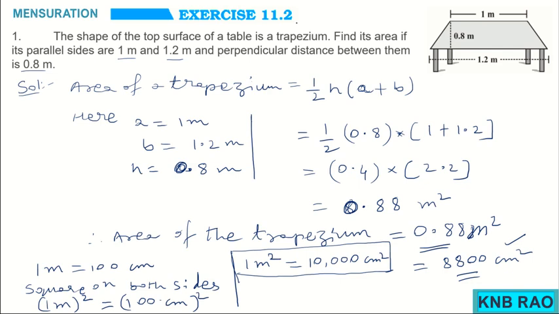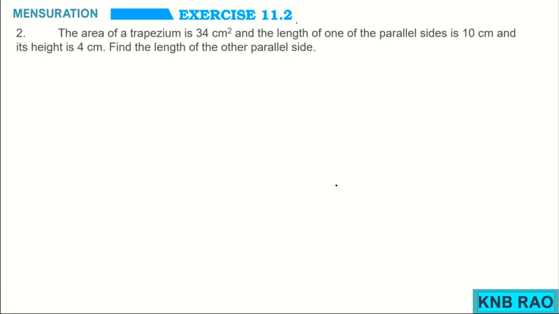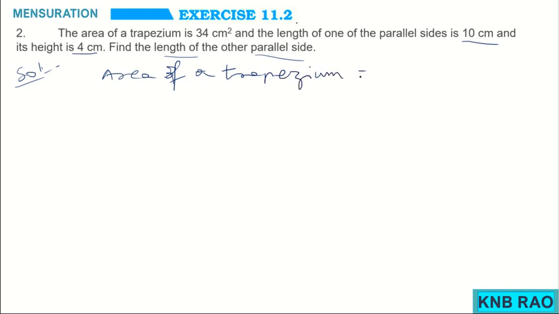Moving on to the next question. Question number 2. The area of a trapezium is 34 centimeter square and the length of one of the parallel sides is 10 centimeter and the height is 4 centimeter. Find the length of the other parallel side. So in this question, area of trapezium is given. So we will equate this to 34 centimeter square.